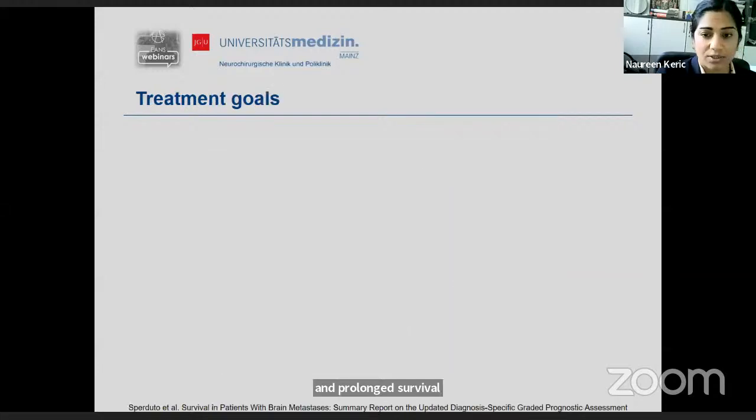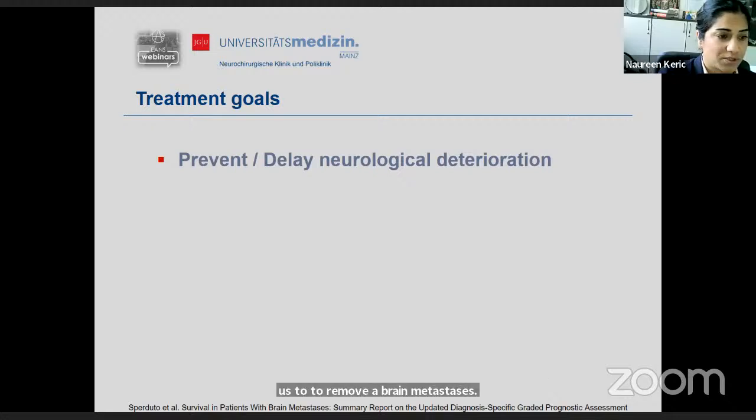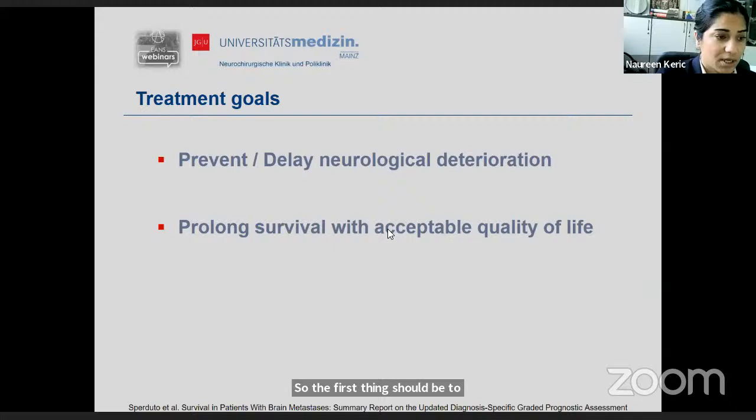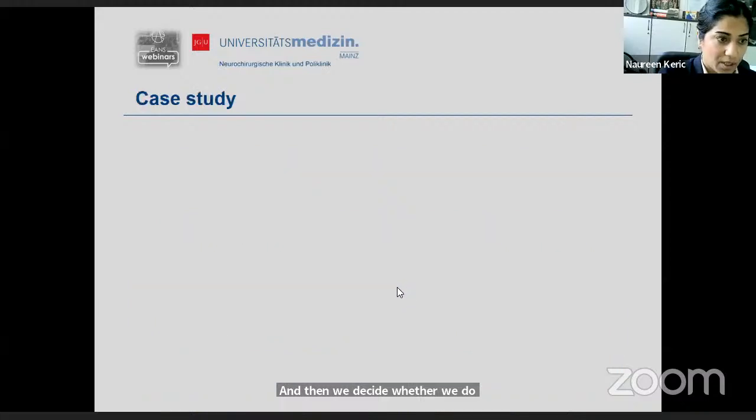So what are our treatment goals, and what should motivate us to remove a brain metastasis? The first thing should be to prevent and to delay a neurological deterioration. Of course, prolonged survival with an acceptable quality of life, and that should be the indication for a local therapy. And then we decide whether we do stereotactic radiosurgery or a combination of both.